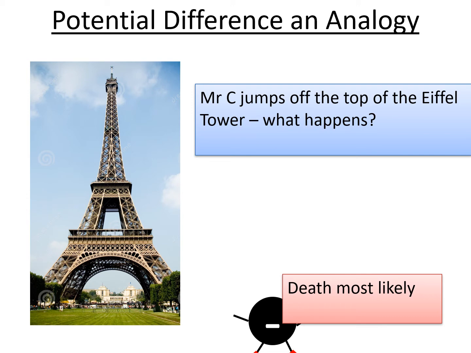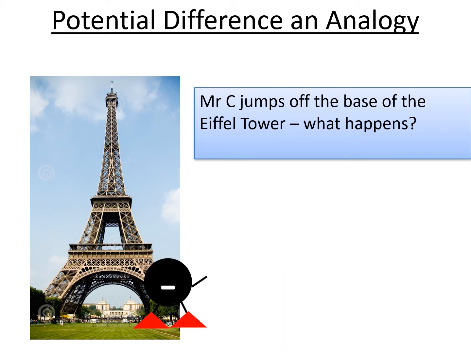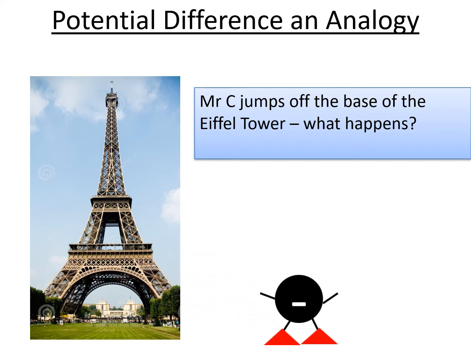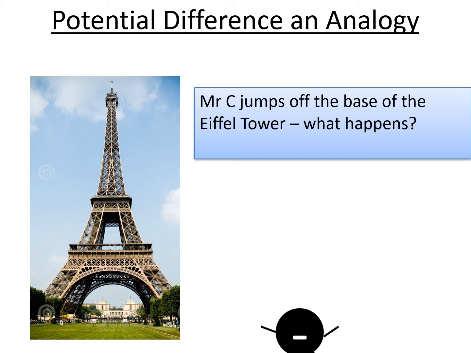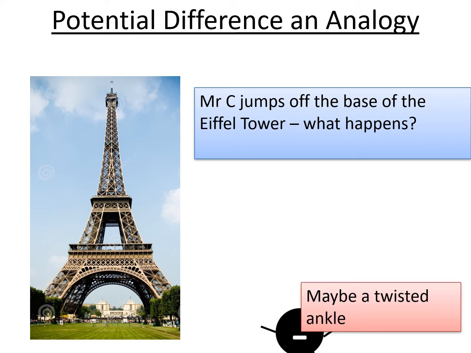Okay, so second scenario, what if he just jumps off from the very base of the Eiffel Tower? What happens? And a tiny boom, and most likely he'll get a twisted ankle, right? So what is the factor that decides whether he's going to die or get a twisted ankle? Pause the video and have a wee think about it, and I'll tell you the answers.